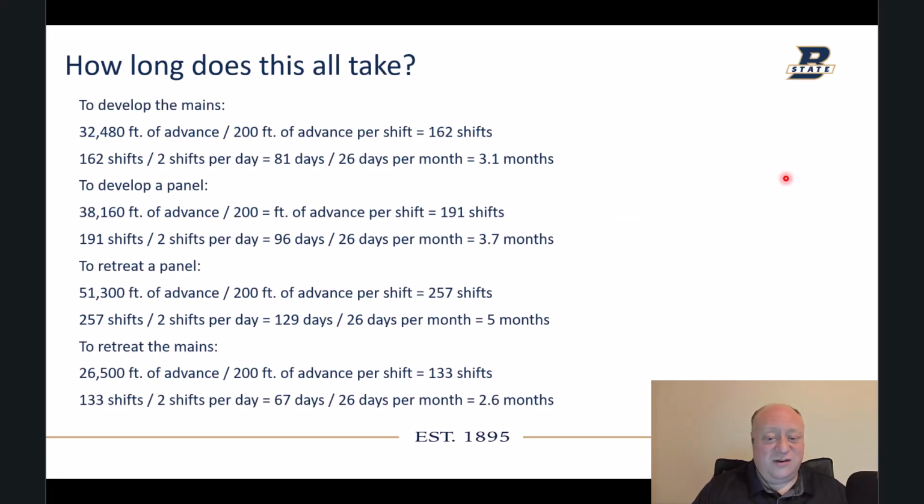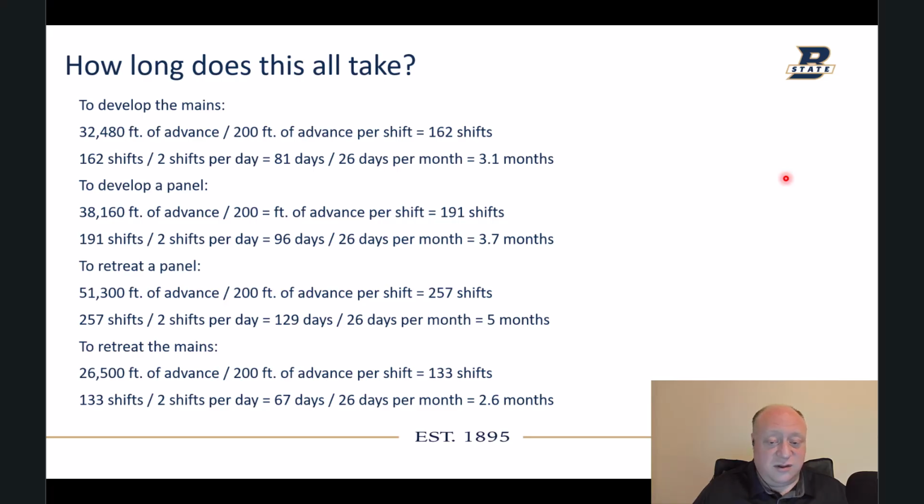So how long does all this take, right? So to develop the mains, 32,480 feet, divided by 200 feet of advance per shift, that gives us 162 shifts. If there are 2 of those production shifts per day, that gives us 81 days. 26 days a month gives us 3.1 months. That's how long it takes to develop the entirety of the mains.